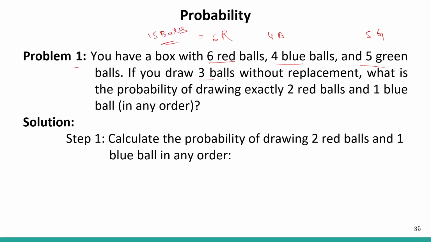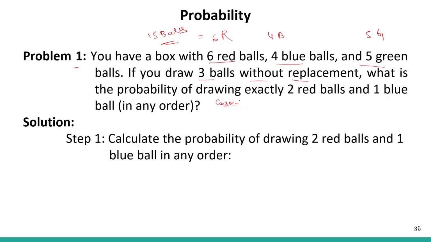So you draw 3 balls without replacement. What is the probability of drawing exactly 2 red balls and 1 blue ball, in any order? So this can actually be divided into 2 mutually independent cases. We can evaluate the individual probability of those cases and then sum them up. So let's see case 1.